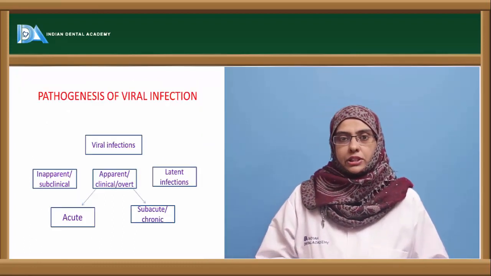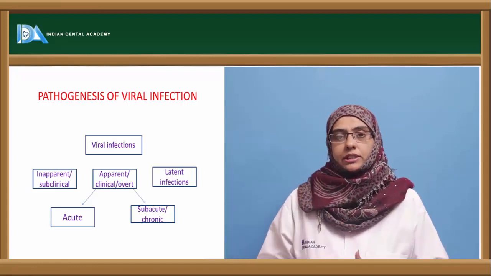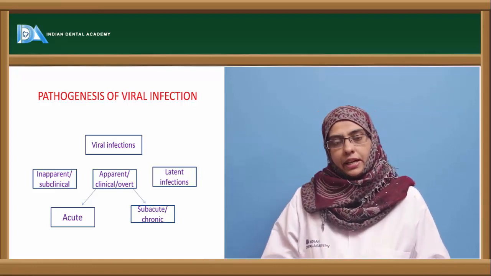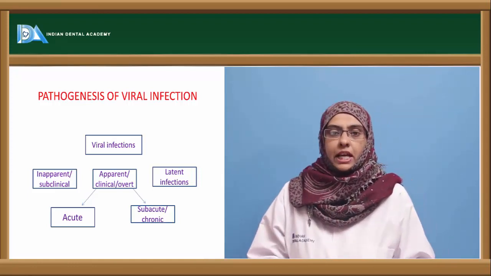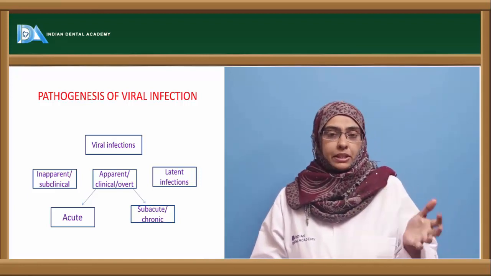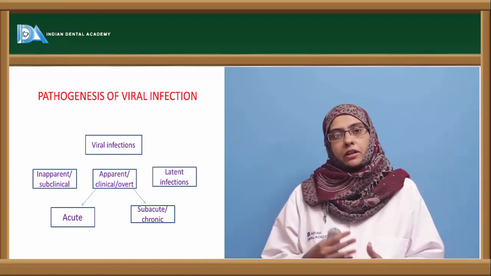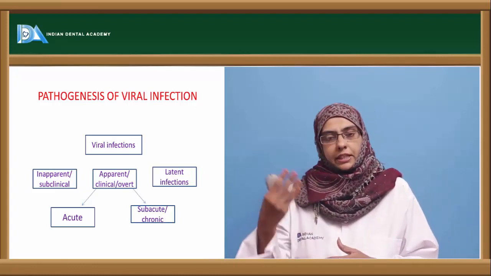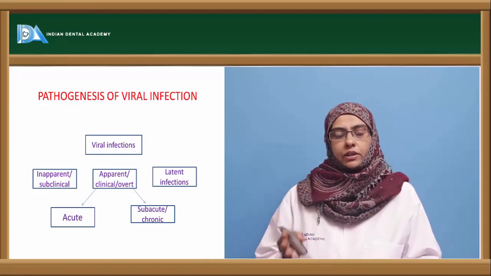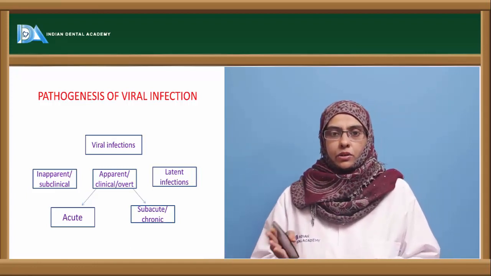Now coming to the pathogenesis of the viral infection, how it usually gains an entry and how it usually causes the infection. So based upon the clinical outcome of the infection, we can classify the viral infection into two major types. One is the inapparent or subclinical, where you will not be able to see the symptoms immediately, or it takes very long time to see the infection. Next is apparent or clinical or overt. There are three terminologies that are given to this infection: apparent, clinical or overt, which are further subdivided into acute, subacute or chronic infections.